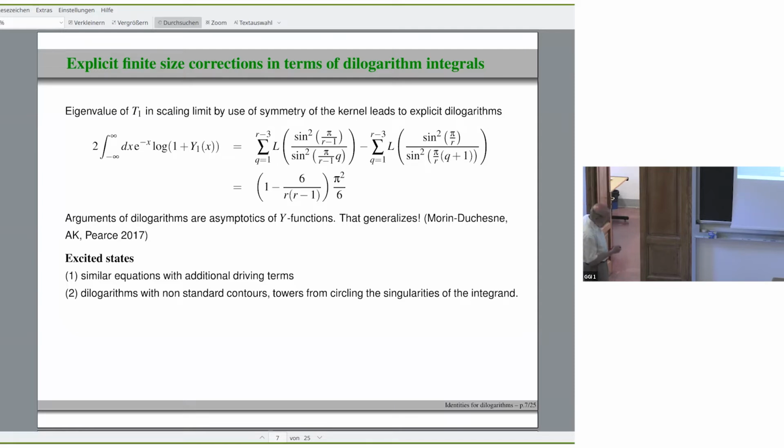Okay, what to do about excited states? Similar equations hold with additional driving terms. With regard to the dilogarithms, it's maybe interesting to note that we get similar expressions, but now with non-standard contours. And the towers, the conformal towers, originate from circling the singularities of the integrand, I mean 0 and 1. So one can understand these structures in terms of Rogers dilogarithm.